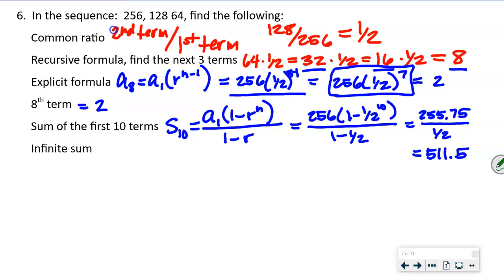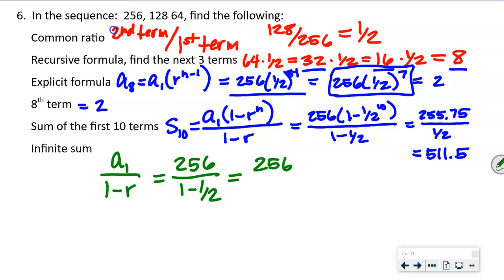Now when we do our infinite sum, the formula is different. So for this one, we're going to put a1 over 1 minus r. So that's going to be 256 divided by 1 minus 1/2. So that's basically going to be 256 divided by 1/2, or 0.5, which is going to be 512.